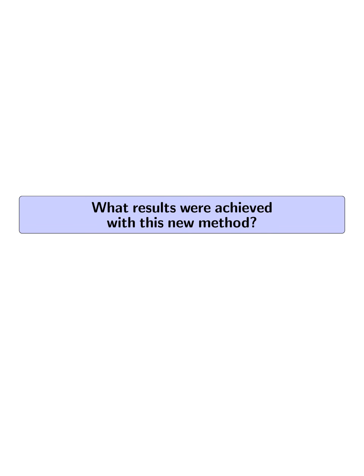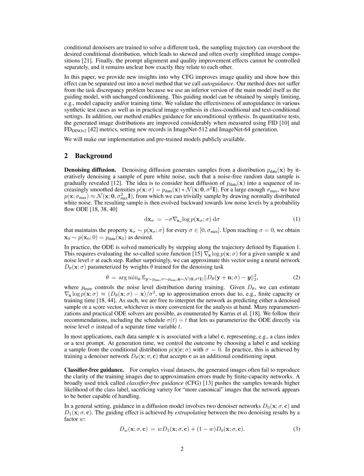What results were achieved with this new method? The new method, called Auto, achieved significant improvements in image quality in various synthetic test cases and practical image synthesis settings, including class conditional and text conditional settings. The method was able to improve the generated image distributions considerably when measured using FID and FD-DINOv2 metrics, setting new records in ImageNet 512 and ImageNet 64 generation.